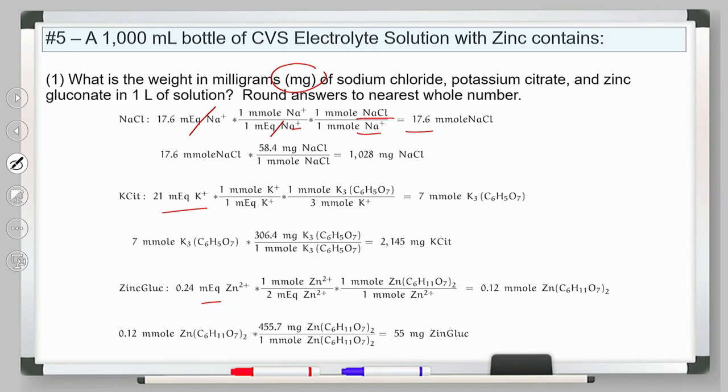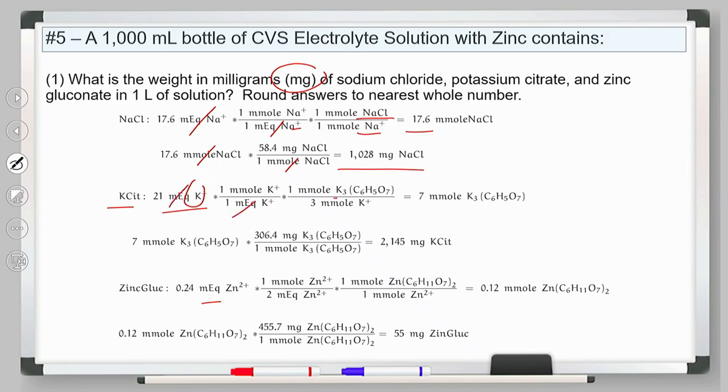Then I use the molecular weight and I multiply by the molecular weight to get to milligrams. Do you see where it's the same thing going the other direction here? So the biggest trick might be the potassium citrate because again, the potassium that I know is 21 milliequivalents and there's 1 mEq per 1 millimole since the valence is 1.